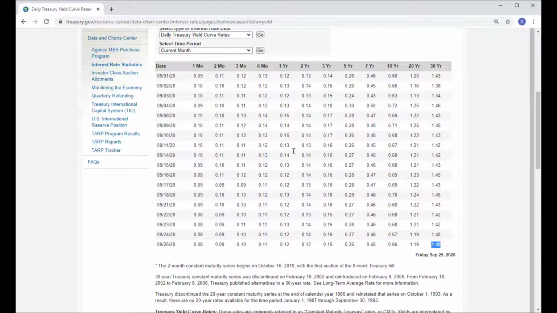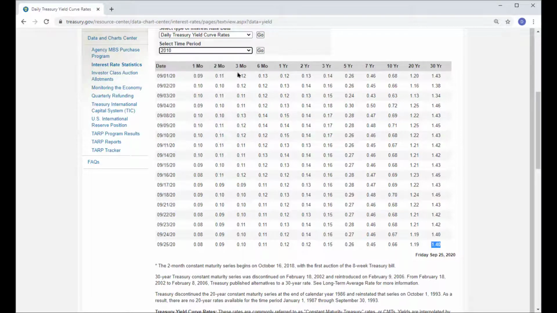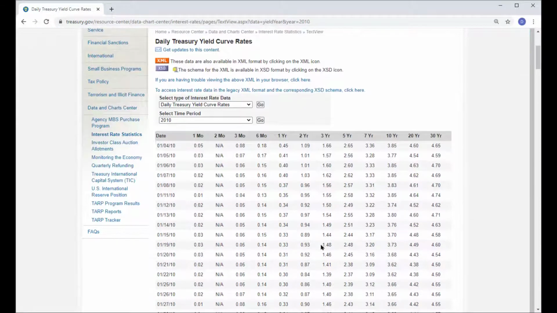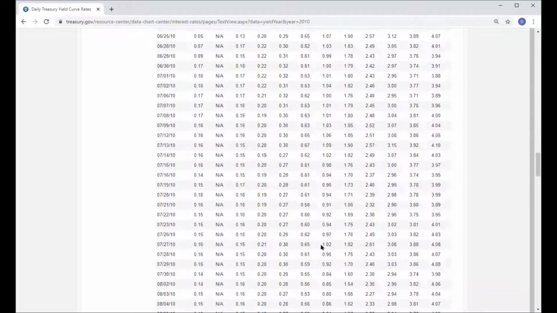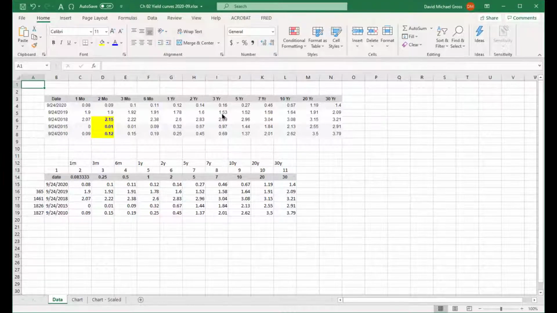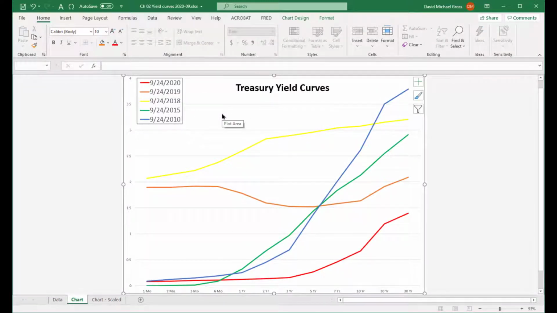So again, if I'm going to do any calculations, this is the current month. If I wanted to go back 10 years to 2010, I would click OK. And it's going to give me the yields to maturity for 2010, and I can go back down here and find out what the yields to maturity were 10 years ago. So that's the data we're going to use. So here's the data that I've pulled for all the different maturities, and this was as of September 2020, 2019, 2018, so 2 years ago. Here's 5 years ago, and here's 10 years ago, and here I have put them in a chart.